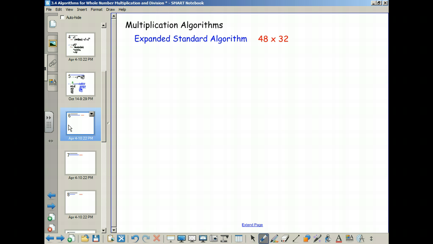Let's see what's next. We're going to do some multiplication algorithms, okay? All right, so the standard algorithm for multiplication, I'm going to do it with you first, and I'm going to show you how the expanded form of that looks. All right, so somebody's going to help me. In fact, does anybody want to come up to the board and do it? Caitlin, join me. I'm always first one. All right, Caitlin's going to multiply 48 times 32.